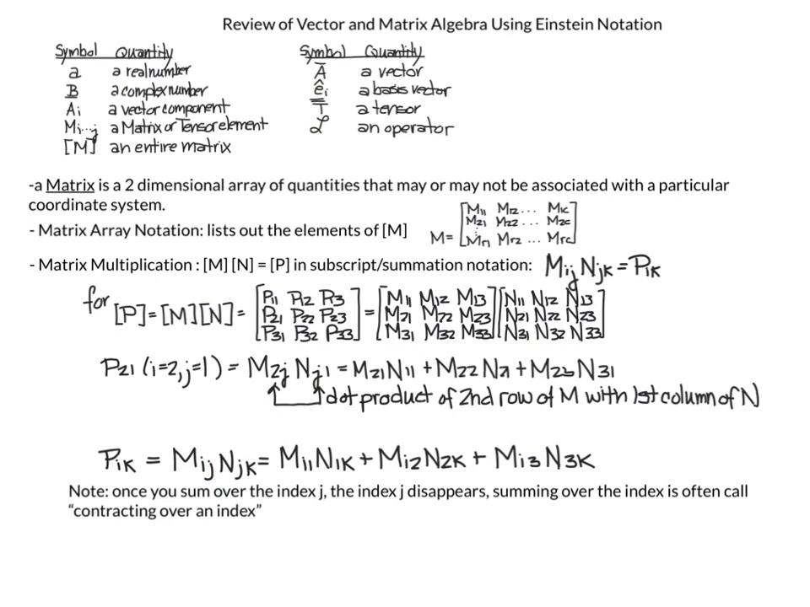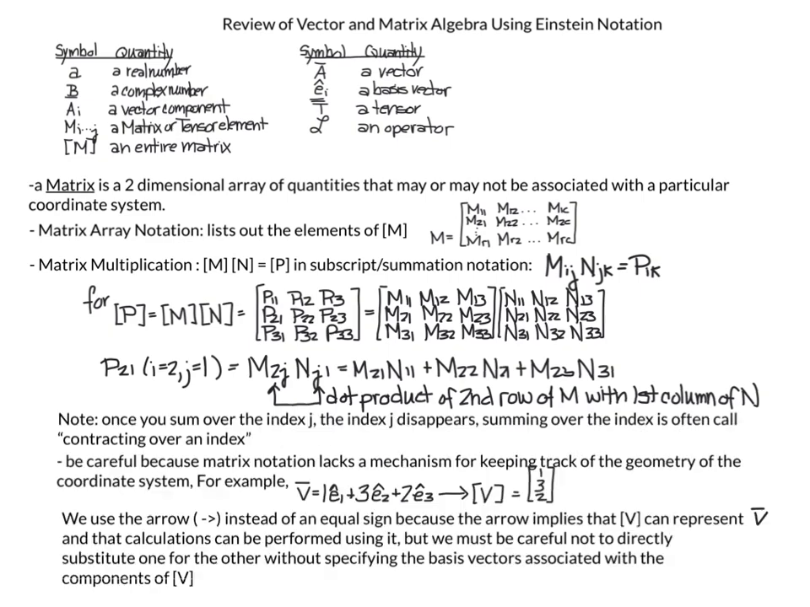So when we expand this using Einstein notation, what we get is m i1 n 1k plus m i2 n 2k plus m i3 n 3k. And you notice, once we expand or sum over j, the j index disappears. So summing over the index is often called contracting over an index because we get rid of that index.